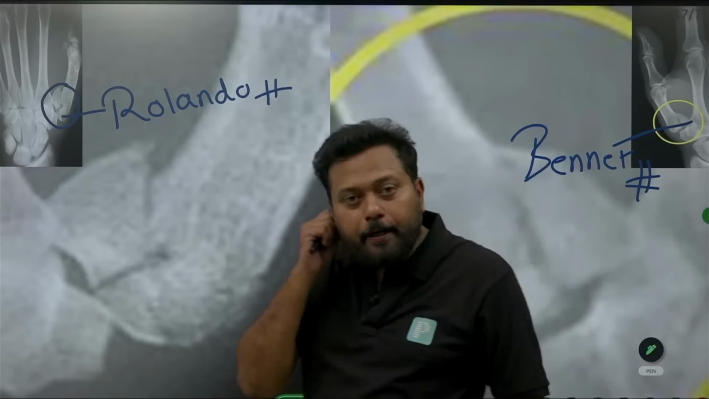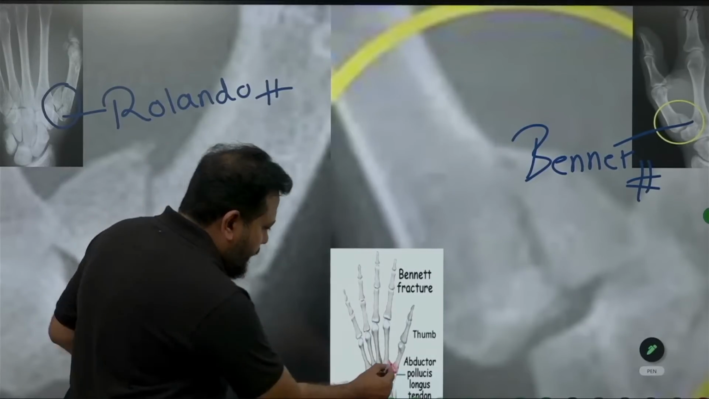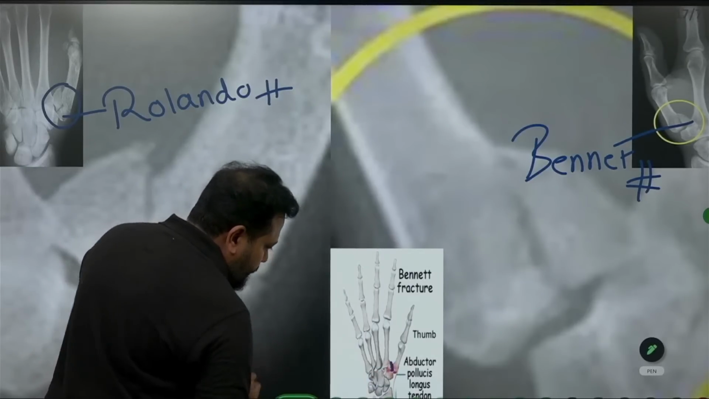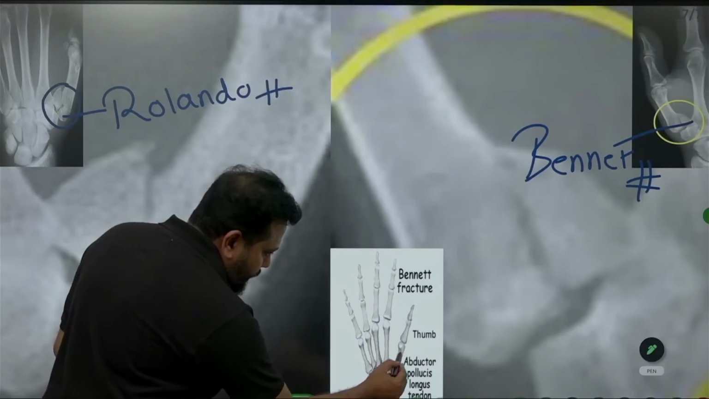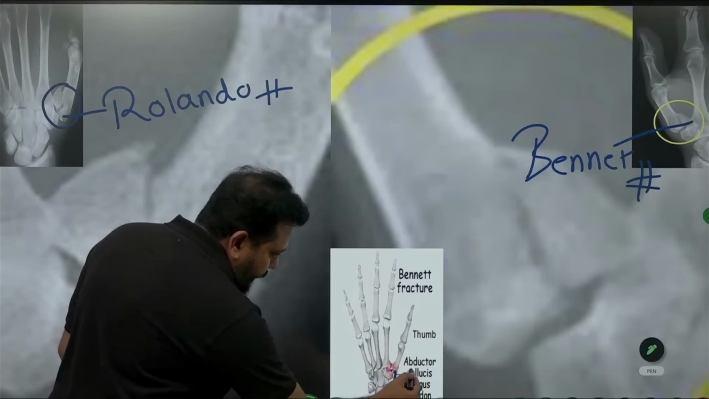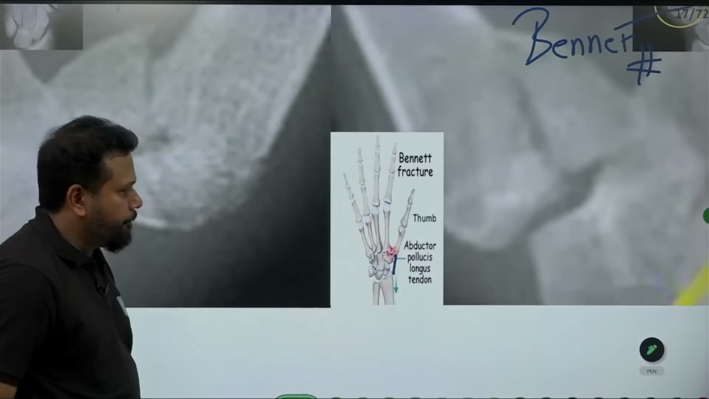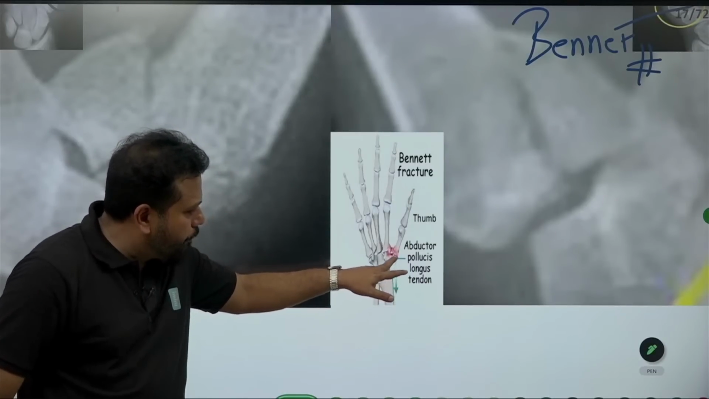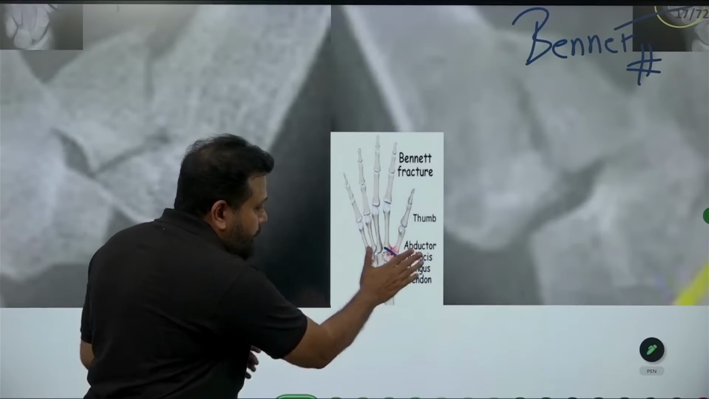The problem with Bennett and the repeated question is this. This is a diagrammatic representation of Bennett fracture. See, this oblique fracture line is here. This small piece is the proximal pole. This big metacarpal is the distal pole. The distal pole is attached to a tendon, the abductor pollicis longus tendon, which constantly pulls the distal pole. So if you don't fix this fracture, it may go for non-union.